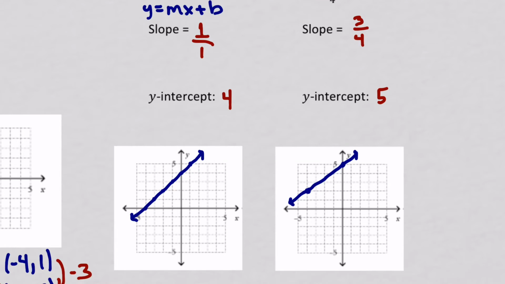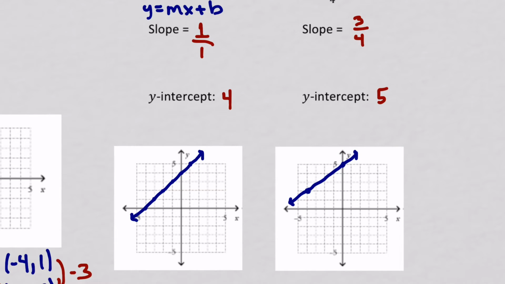Okay, here you go. This is the correct graph for part B. The y-intercept is 5, so I began up here at 5. And then the slope is 3 over 4, which is telling me to go up 3 to the right 4. But since I'm out of space here, I can't go up 3 and to the right 4.